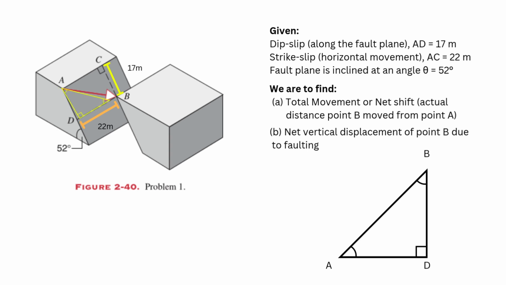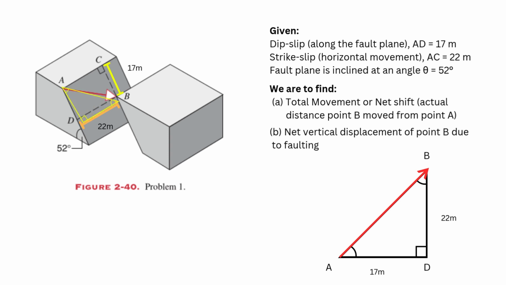First, imagine a right-angled triangle. The horizontal leg of the triangle is the horizontal slip, 22 meters. The slanted side going up the fault plane is the fault slip, 17 meters. The actual movement, the net shift from point A to point B, is the hypotenuse of this triangle, so we'll use the good old Pythagorean theorem to find the net movement.